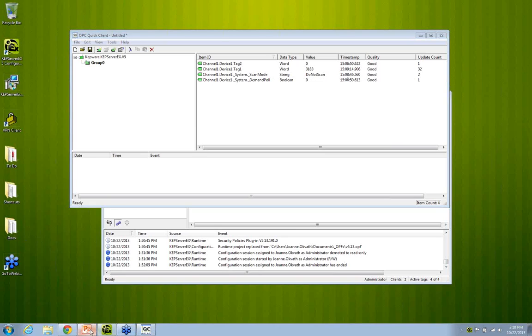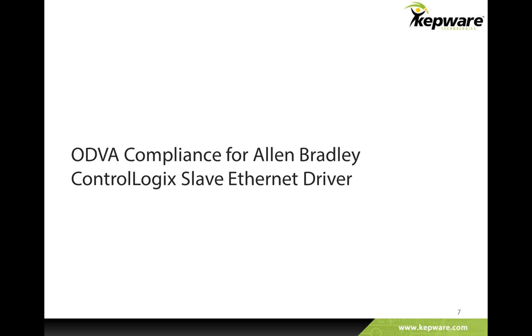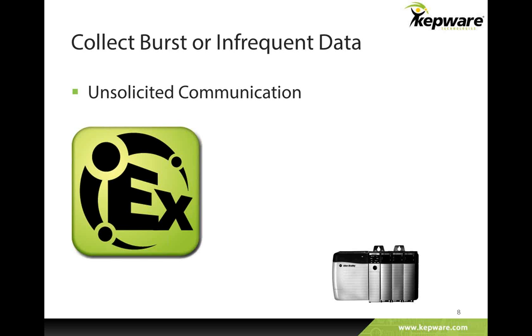Going to move on now to our second subject, which is the ODVA compliance for Allen Bradley ControlLogix slave Ethernet driver, or unsolicited driver. It's a mouthful, right? This driver was first released in version 5.8. What it does is it allows the Allen Bradley PLC to update the server. So instead of the server constantly polling the device, this PLC can just send a burst of data, this unsolicited communication, to the server directly.